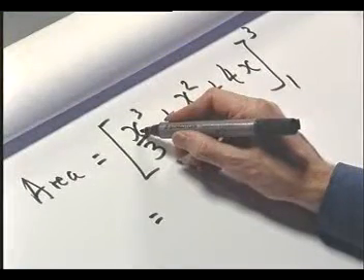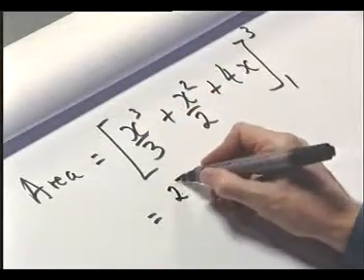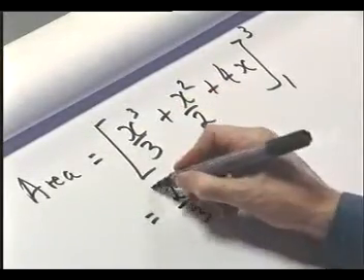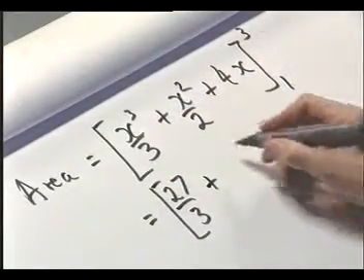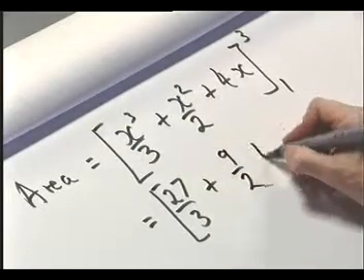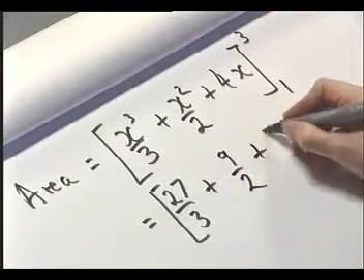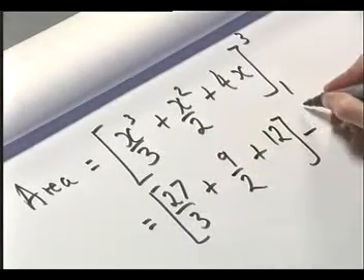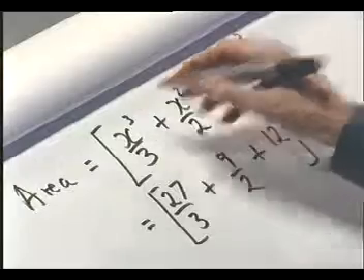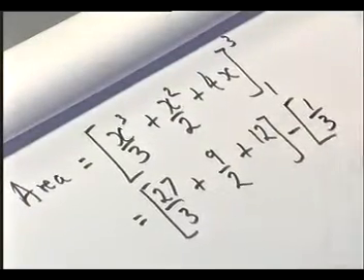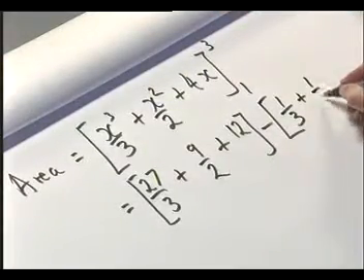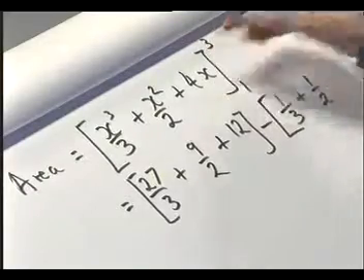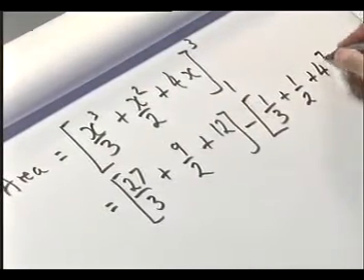So we put the upper limit in first. So when x is equal to 3, 3 cubed is equal to 27 over 3 plus x squared, when x is equal to 3, that's 9 over 2 plus 4x, when x is equal to 3, that's 12. Now we put the lower limit in. So when x is 1, x cubed is 1, so that's 1 divided by 3, plus when x is 1, x squared is 1 and divided by 2, and when x is 1, that's plus 4.